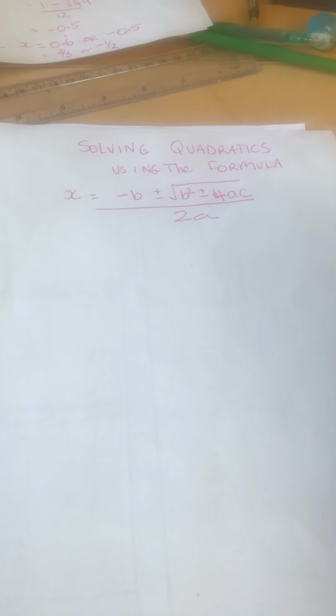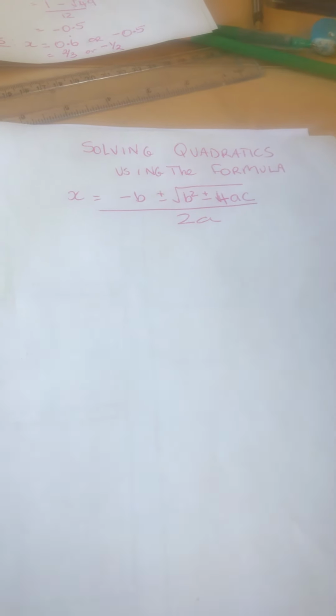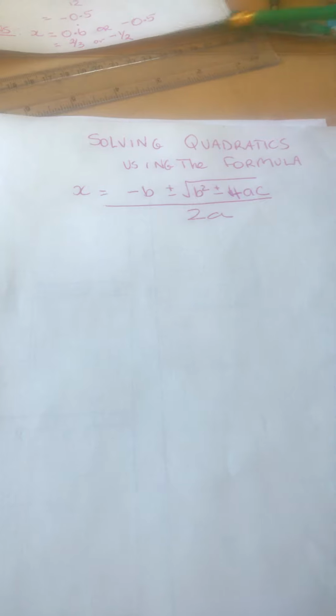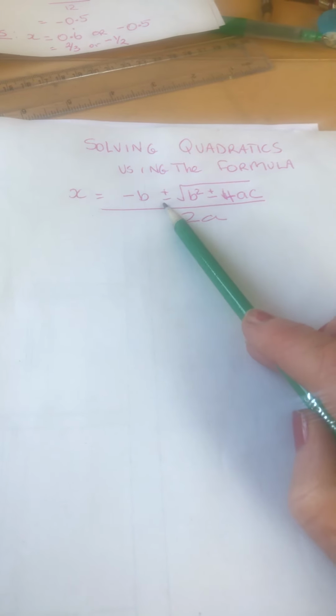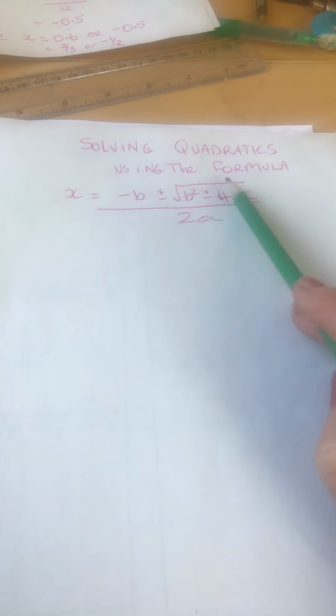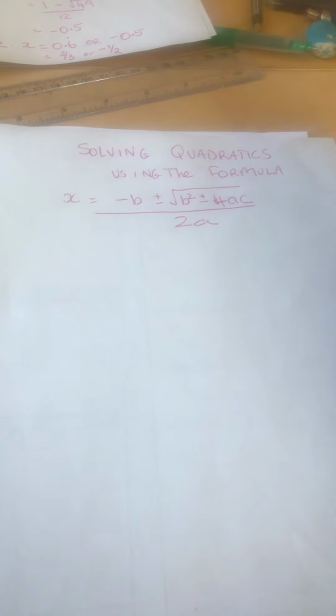Today's lesson is solving quadratics using the quadratic formula. Now here's what the quadratic formula looks like. It takes the form of negative b plus or minus, because there are two answers, the square root of b squared minus 4ac all over 2a. There's no plus there.